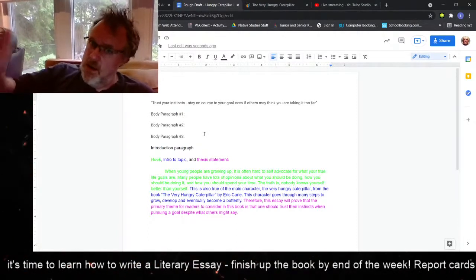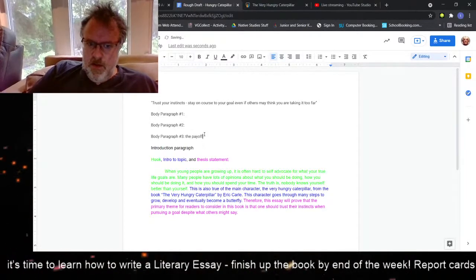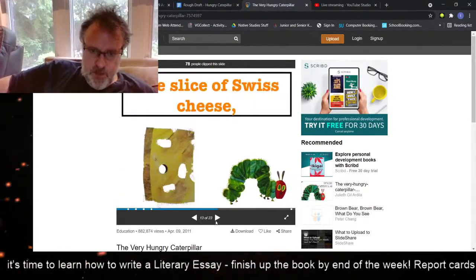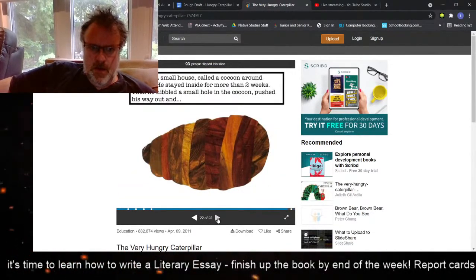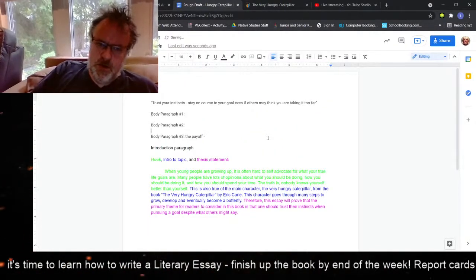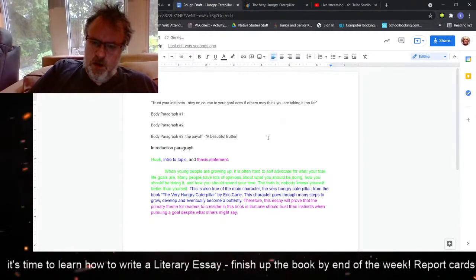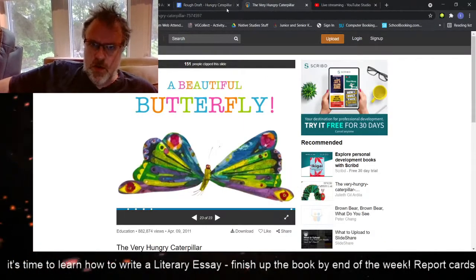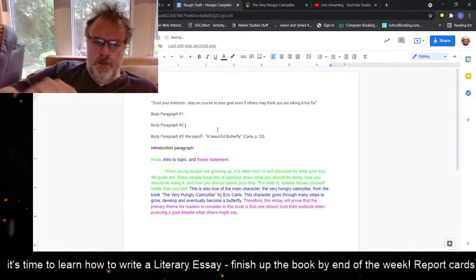The third paragraph, I already think I know what my example will be. This will be the payoff, right? So this is going to be the final page, which is this one, a beautiful butterfly. So the quote is going to be, a beautiful butterfly, and my quote is going to be on page 23. Okay? So what are my other two examples going to be?